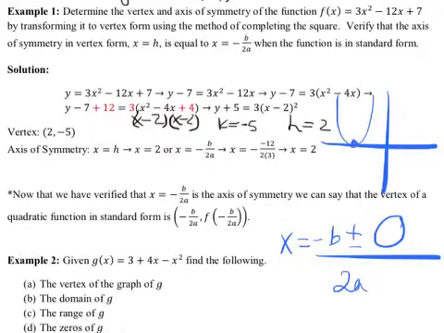And take a look. When the discriminant is 0, the axis of symmetry is right through the vertex, and the vertex is on the x-axis because the discriminant is 0. So there's your -b over 2a because the discriminant is 0. That's one of our exceptional cases.